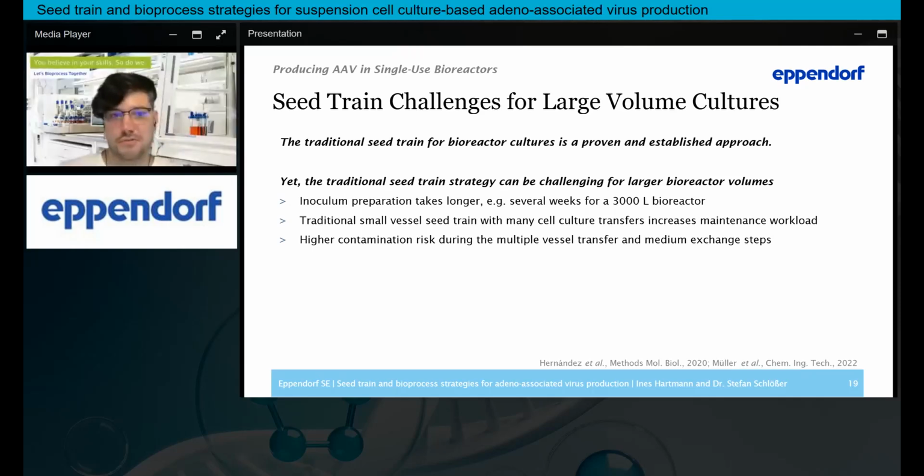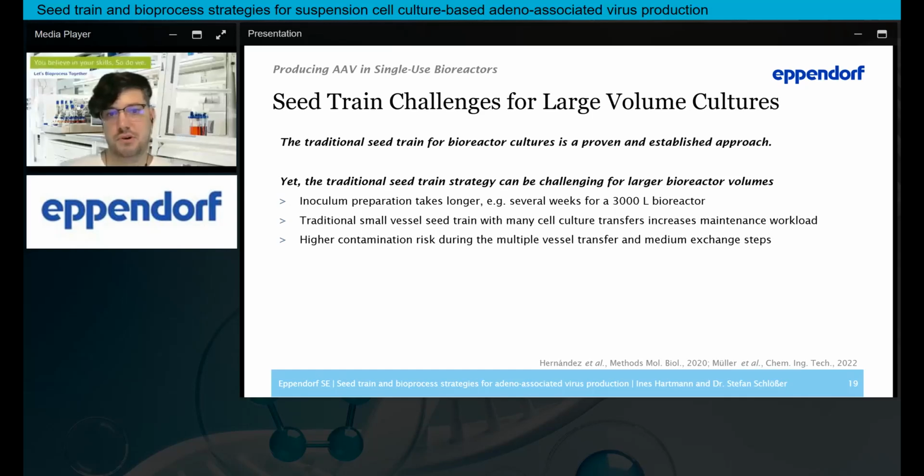Yeah, thank you, Ines, for this nice overview of seed trains. I have one additional point to make here. Ines was talking mainly about what we call the traditional seed train, which is done in shake flask, a proven and established approach. But she was also mentioning quickly seed train intensification, and this is an alternative way.